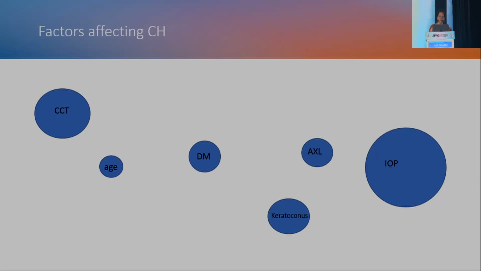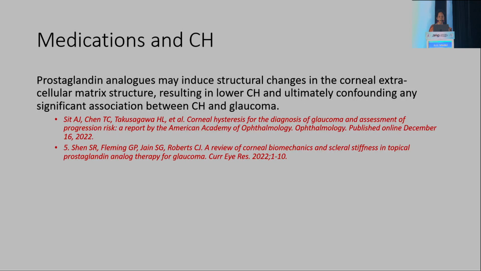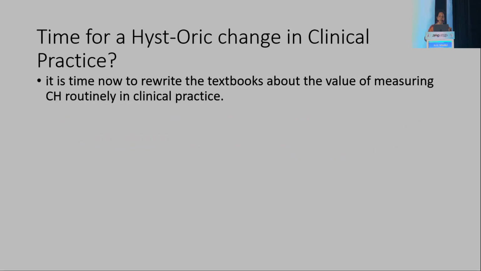There are factors which affect the corneal hysteresis, like CCT, age, diabetes, axial length, keratoconus, IOP. But the fact of the matter is none of these parameters have been considered in any of the ORA studies. And medications can also confound the CH value. For example, prostaglandin analogs induce structural changes in the extracellular matrix, and this results in low CH and can confound the significant association between CH and glaucoma.